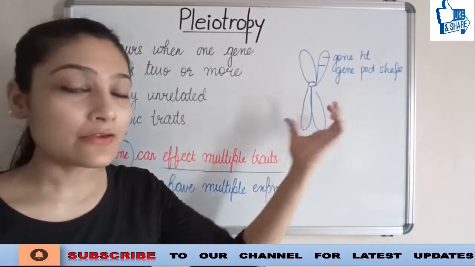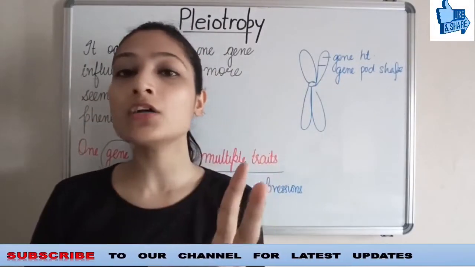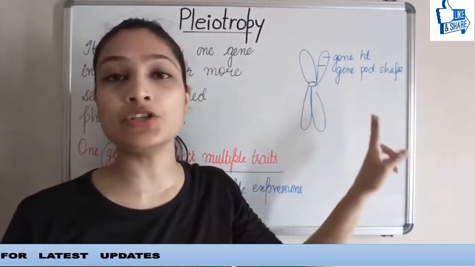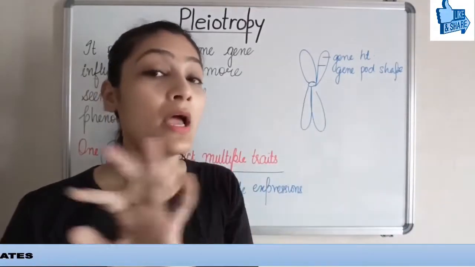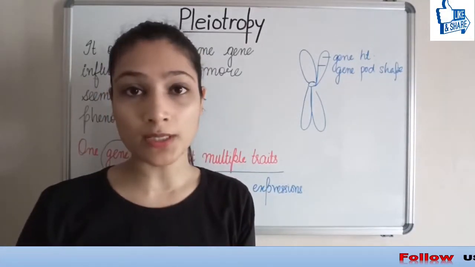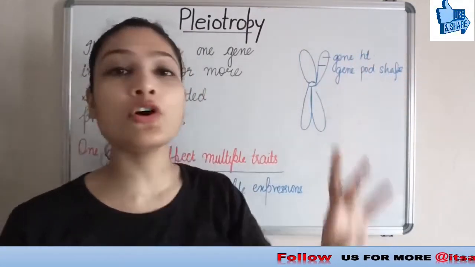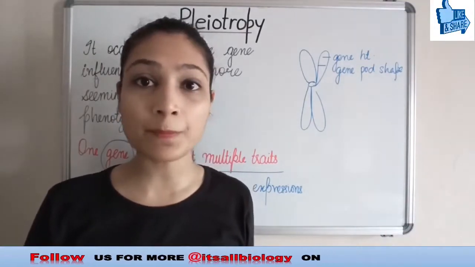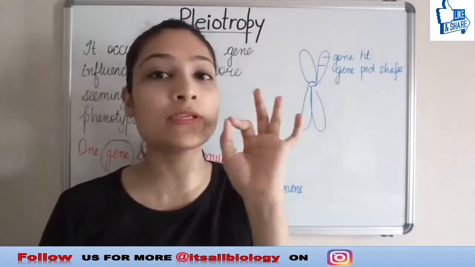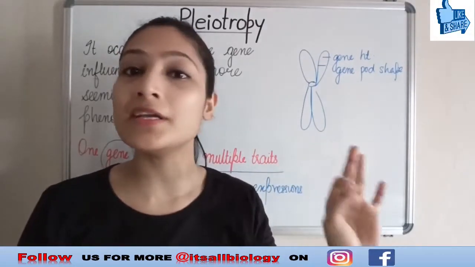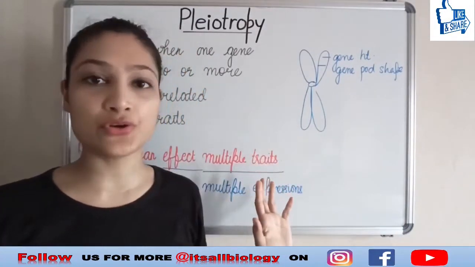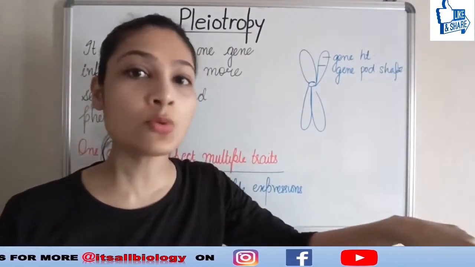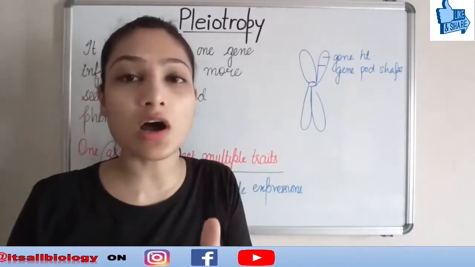Let's see. I have drawn a chromosome here for you and I have marked two genes onto it. First gene is the gene for height and the second gene is the gene for pod shape. In usual cases, the gene for height is only responsible for its expression, that is the height of the plant, and the gene for pod shape is only responsible for giving the pod its shape. But in pleiotropy, what we are going to see is that one gene influences the effect of other gene.